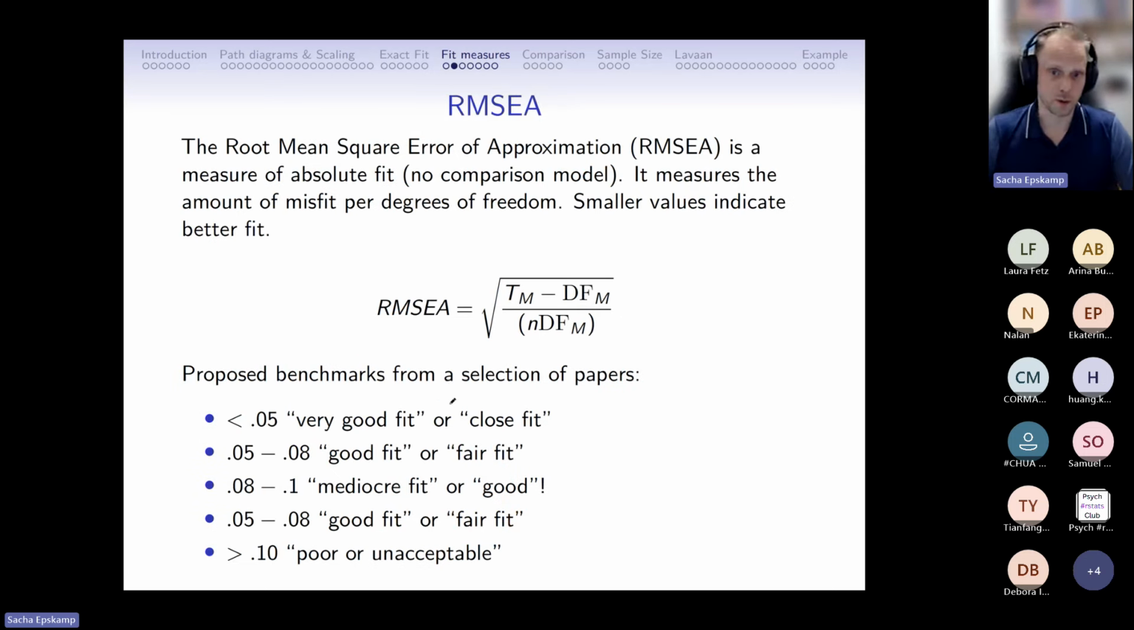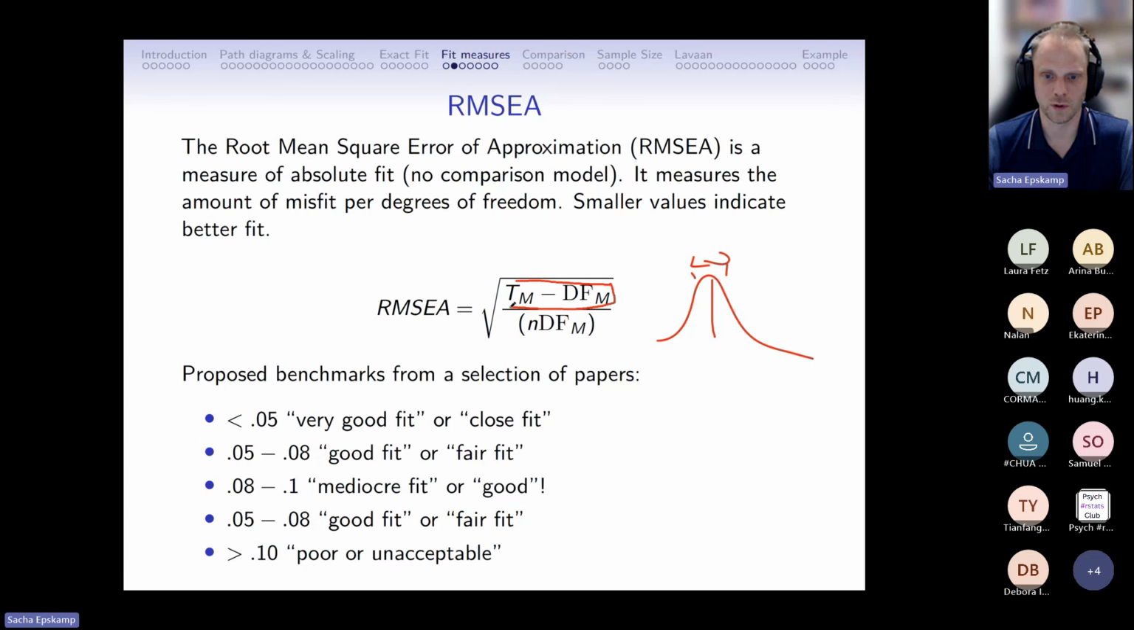The first one that most people use is the root mean square error of approximation. Basically, what this does is scale this chi-square test statistic to a more interpretable scale. The chi-square distribution has a center point around its degrees of freedom. It will usually be above the degrees of freedom. So if it's below the degrees of freedom, it will always fit well, and then we don't actually need to use RMSEA because the p-value will already be non-significant.